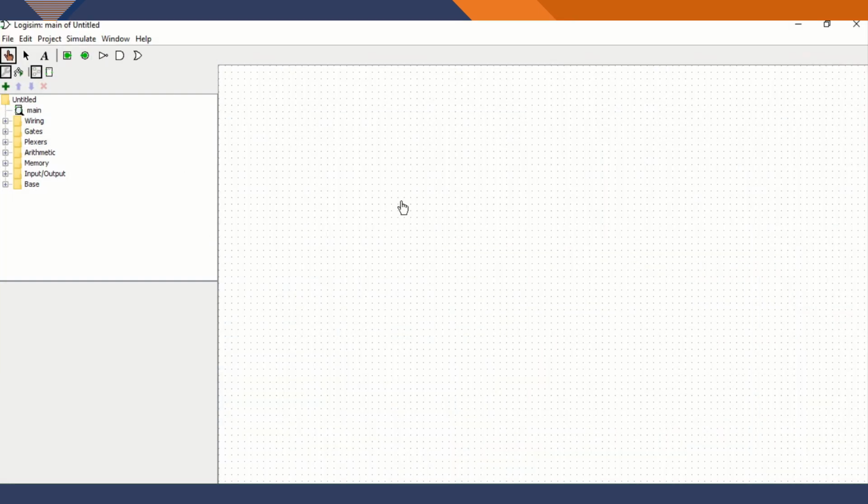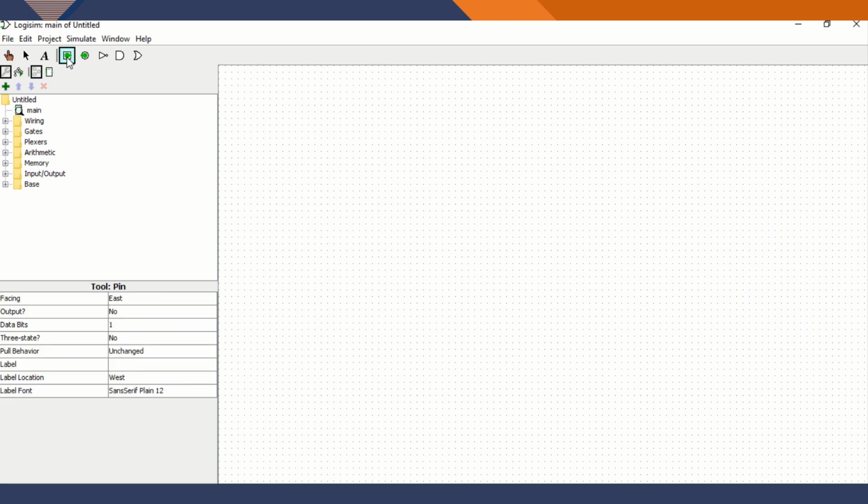This is the logicly simulator window. Now I am going to take 3 inputs. This is input A. This is input B. This is input B in.